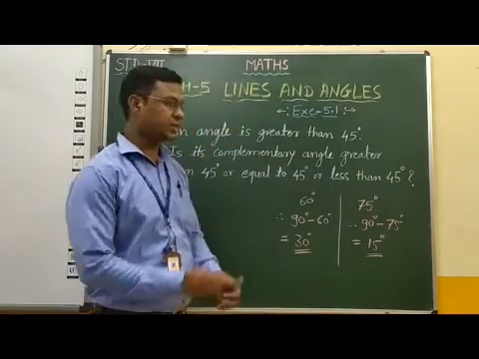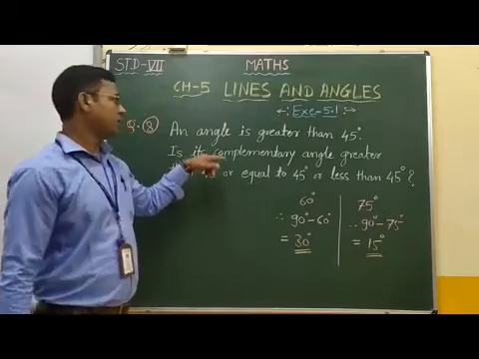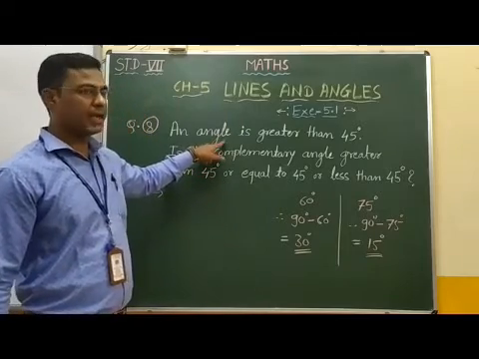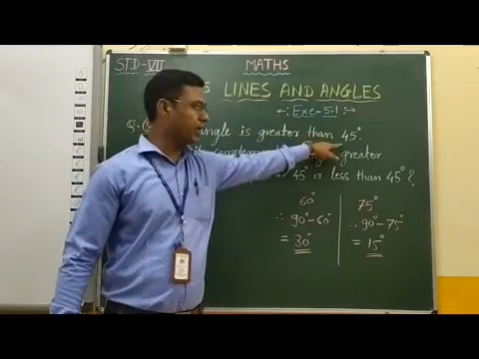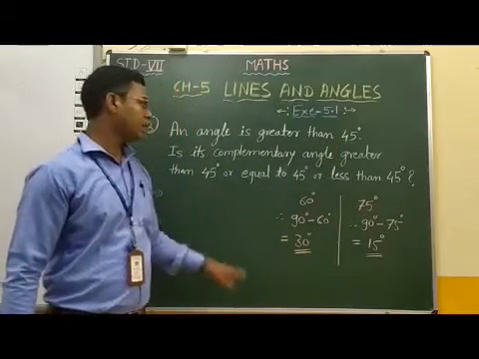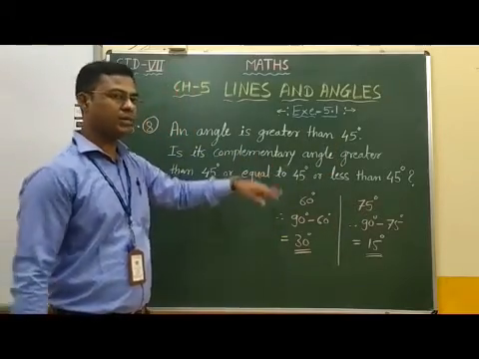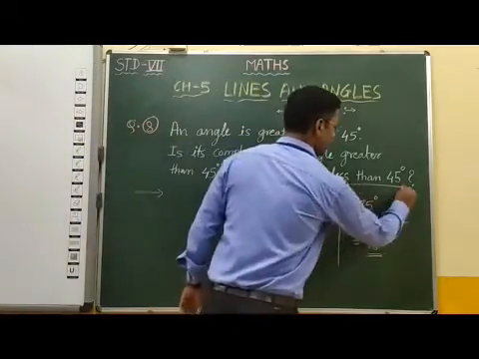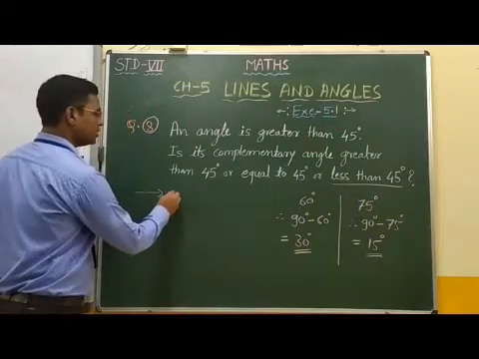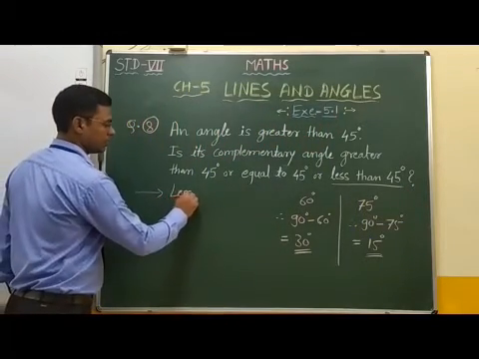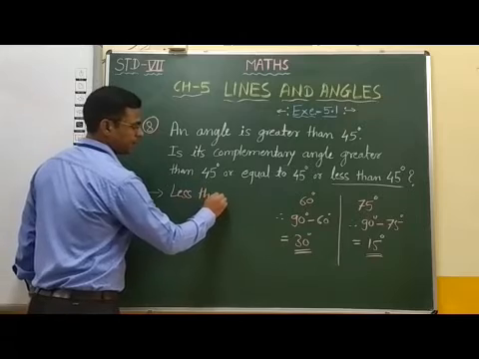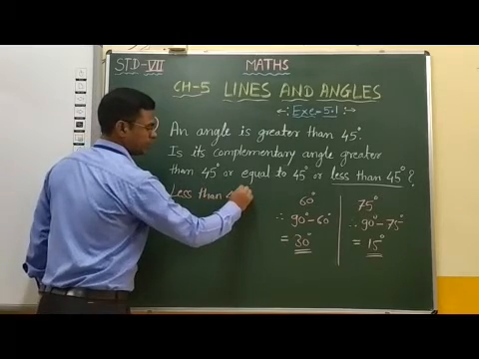Therefore, we can say that if any angle is greater than 45 degree, then its complementary angle is less than 45 degree. Therefore, the answer is less than 45 degree.